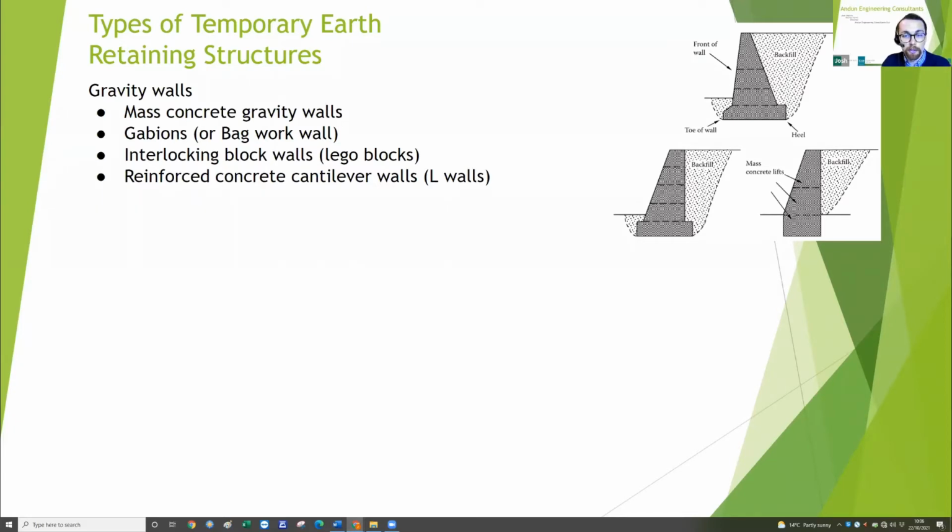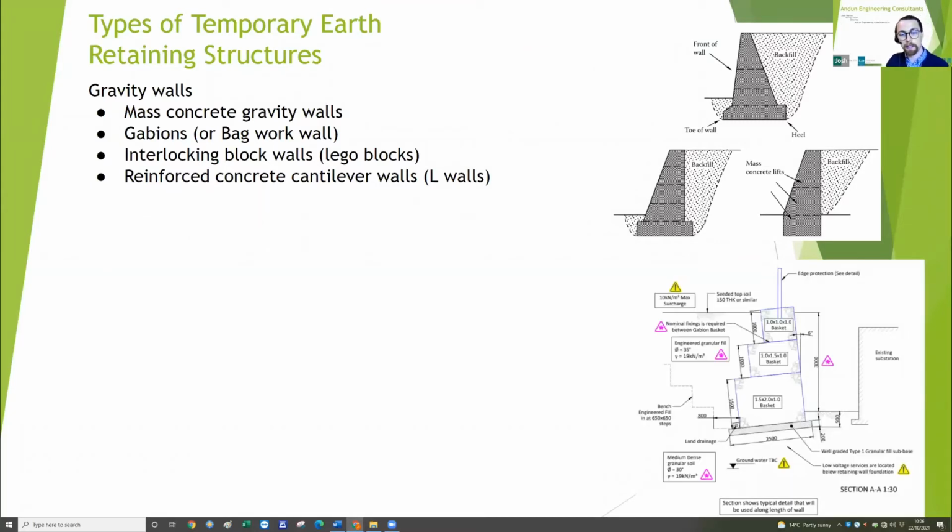A small version of a gravity wall such as this would be when Kelly blocks or concrete blocks are used at the edges of pile mats to provide that edge detail, if you've got a high level pile mat. That's mass concrete gravity walls.